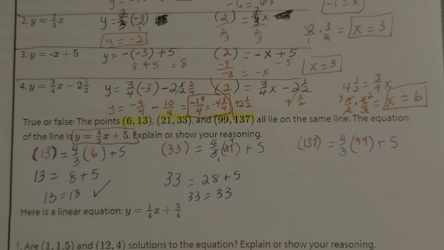Now let's do the last one. When we cross cancel the 33 and the 99 and the 3, we get 33 times 4, which is 132, plus 5, which is 137. So all 3 of these points lie on the same line.